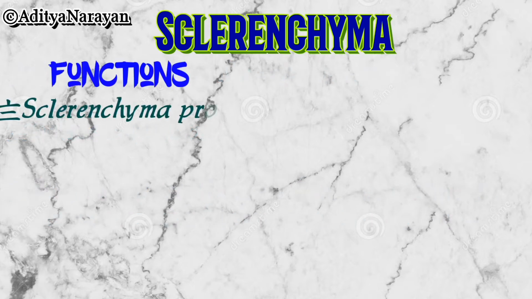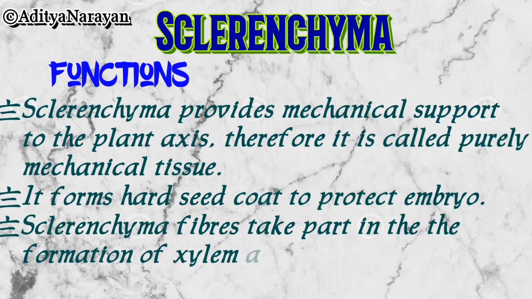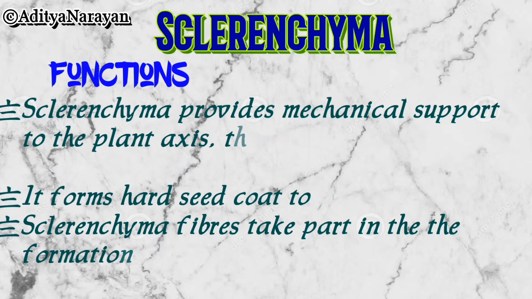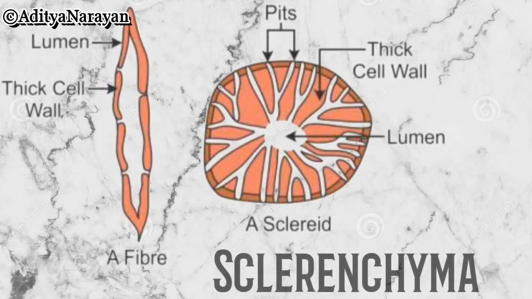Functions of sclerenchyma. It provides mechanical strength to the plant axis. It forms hard seed coat to protect embryo. Fibers take part in the formation of xylem and phloem. Let's have a look at sclerenchyma.